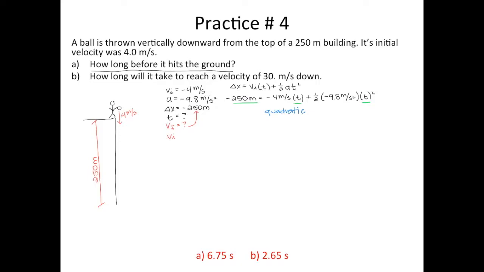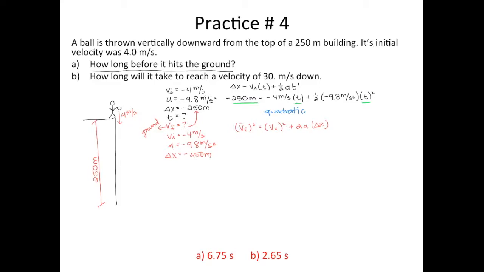When our V initial is negative 4 meters per second, our A is still negative 9.8 meters per second squared, and our displacement is negative 250 meters. So we are finding the V final when it hits the ground. If you look at these four variables, we would use this equation: V final squared equals V initial squared plus 2A delta X.